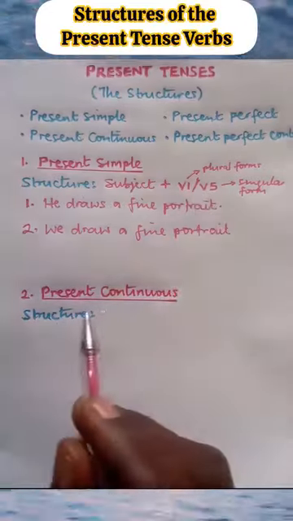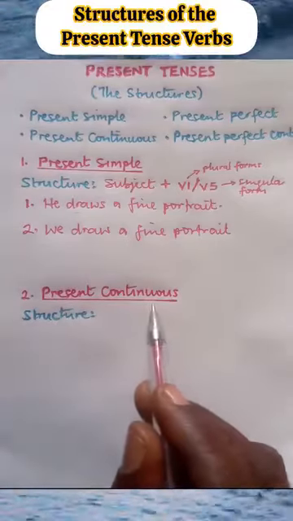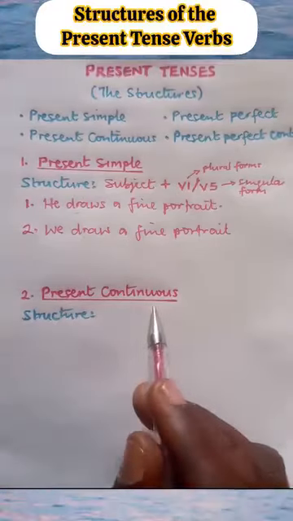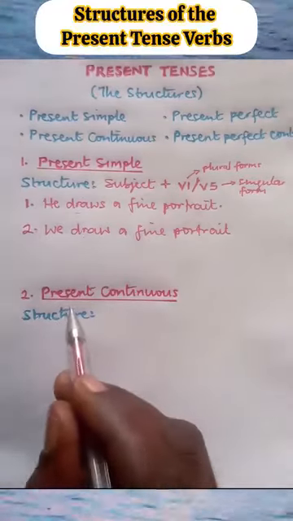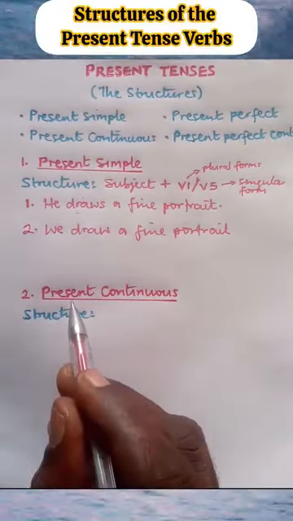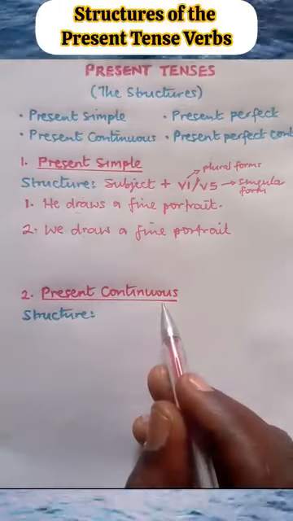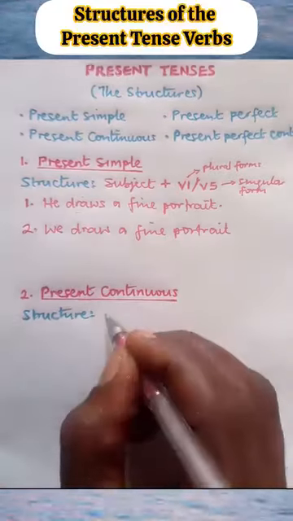Next, let us look at the structure of the present continuous tense verbs. In the present continuous, you will have a verb that represents present and another verb that represents continuous or progressiveness. Let's look at the structure.